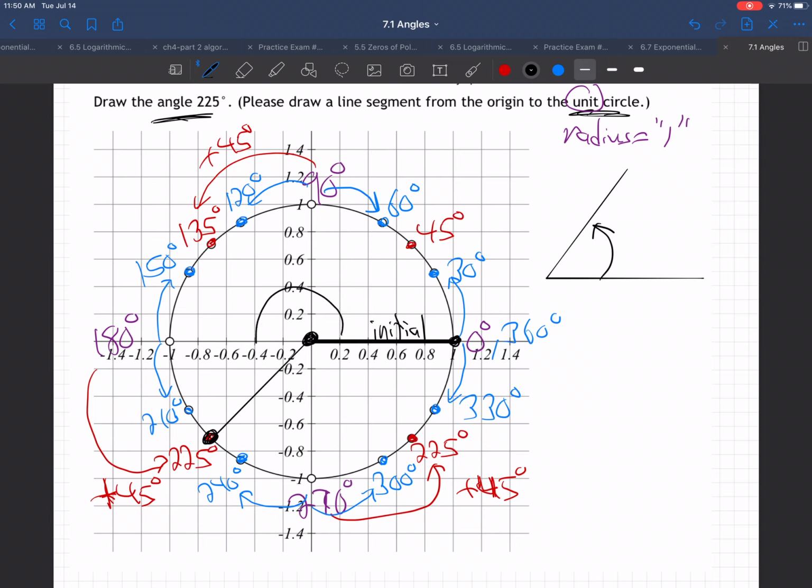What we're saying is this opening is a 225-degree opening. This is called the terminal side of the angle, the ending side, the starting side and the ending side. That's a 225-degree opening angle. So there we go.